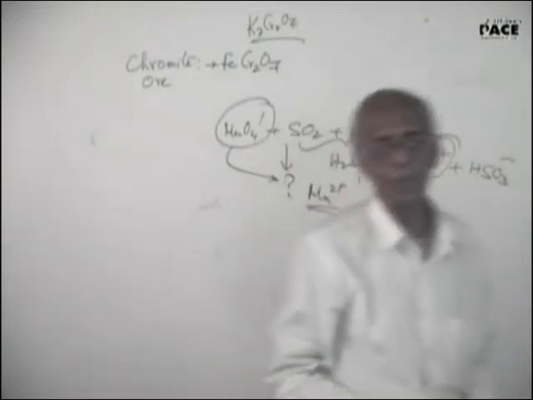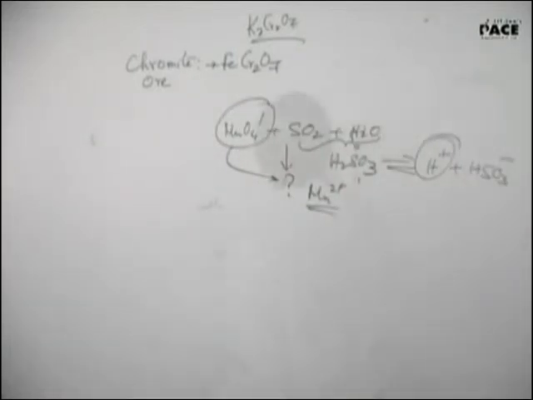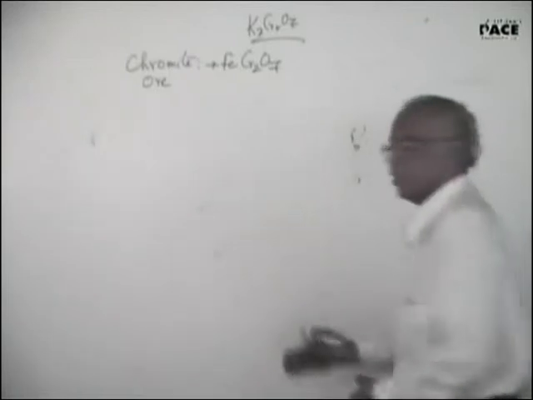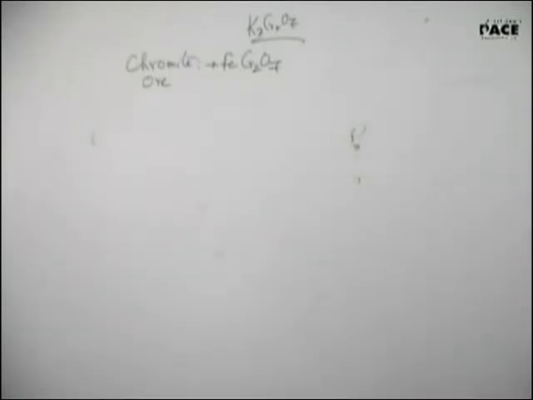Now we move to potassium dichromate. Potassium dichromate is another very useful oxidizing agent. It's a primary standard. What is meant by primary standard? The compound should be pure and its concentration should not change with time. If these two conditions are satisfied, then the substance is called a primary standard.